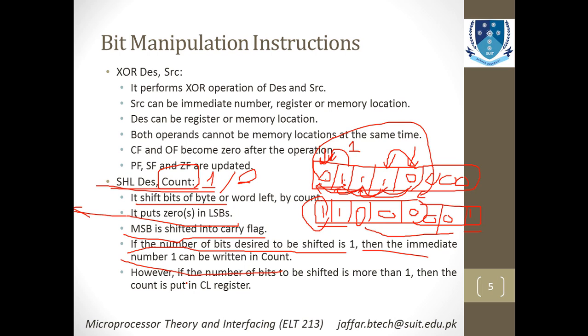However, if the number of bits to be shifted is more than 1, then the count is put into the CL register. This is your C register, as a low byte of the C register. I have told you in the previous class that we have A, B, C and other registers, and this one will be taken from this memory location, and it will be stored temporarily into the CL. So these are some cool things that you can do while using these commands.